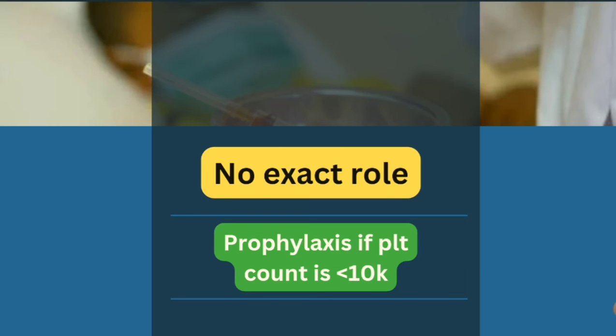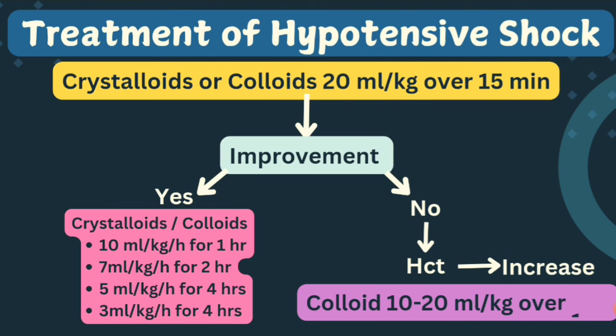Now let's discuss the treatment of hypotensive shock. Again, the treatment of choice is crystalloids or colloids 20 ml per kg over 15 minutes. If there is improvement, then we give crystalloids or colloids at the rate of 10 ml per kg per hour for 1 hour, then decrease it to 7 ml per kg per hour for 2 hours, then 5 ml per kg per hour for 4 hours, and then 3 ml per kg per hour for the next 4 hours.